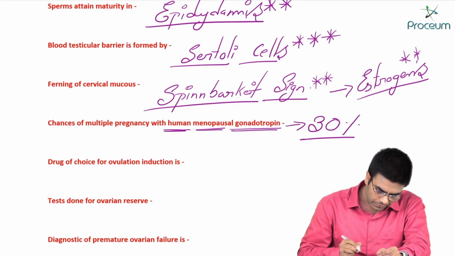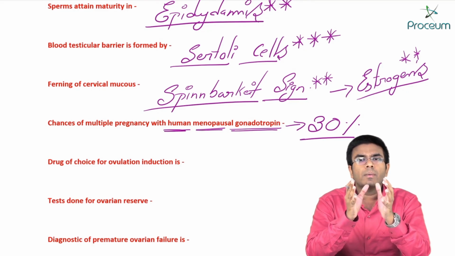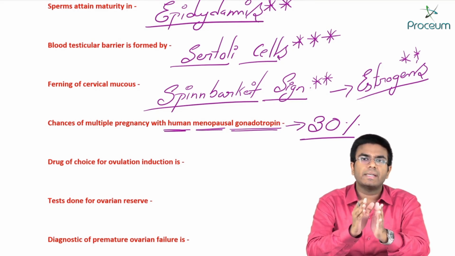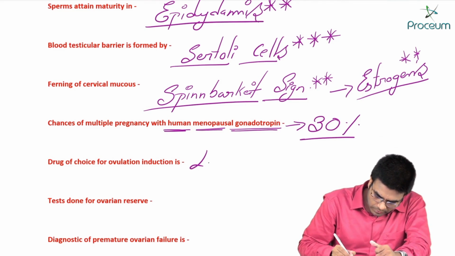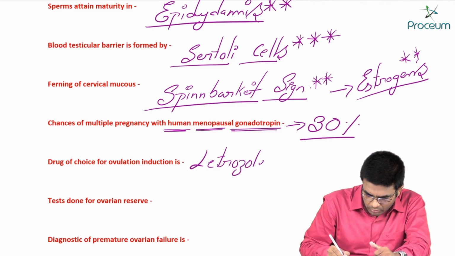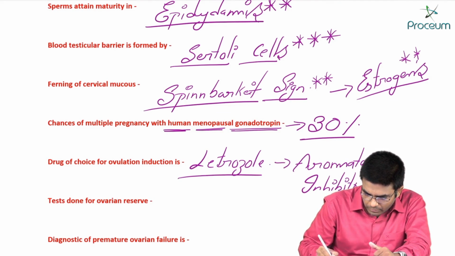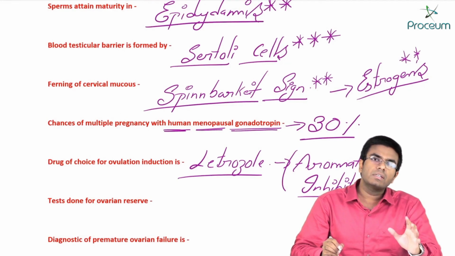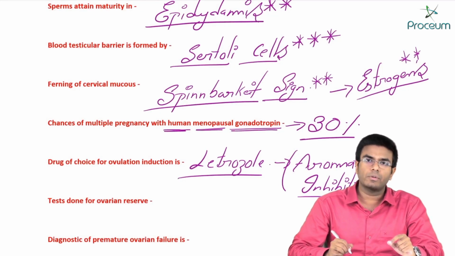Okay. Now, drug of choice for ovulation induction. Guys, please remember, previously we used to say the drug of choice for ovulation induction is clomiphene citrate, but with recent advancement, these days we are using letrozole, which is an aromatase inhibitor. So the drug of choice for ovulation induction is not clomiphene citrate, but letrozole.